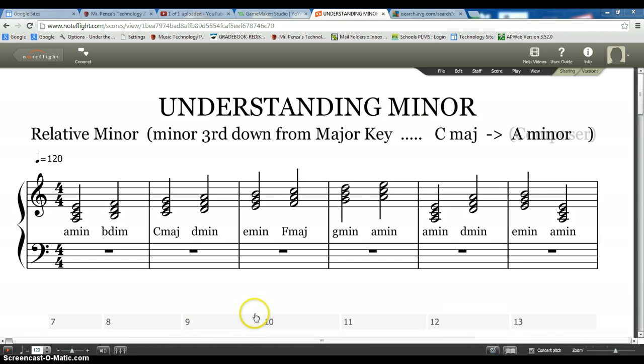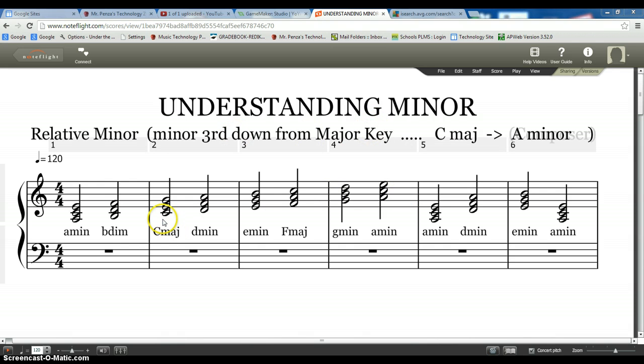Now there are two kinds of minor keys. There are relative minors and parallel minors. Parallel minor simply means that C major, C minor, A major, A minor, E major, E minor, the same starting note. But to really understand the minor, I think it's best to first look at the relative minor. The relative minor uses the same key signature as the major, but it starts 3 notes lower. Or in essence, it starts a minor third down from the major key.